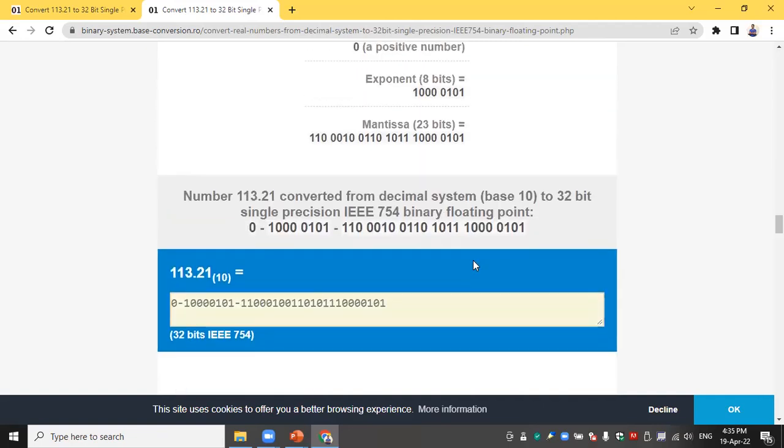Then you can get the final value like this. You can use this website to verify or check your answer, but you have to do it manually. Otherwise you will not practice by yourself.